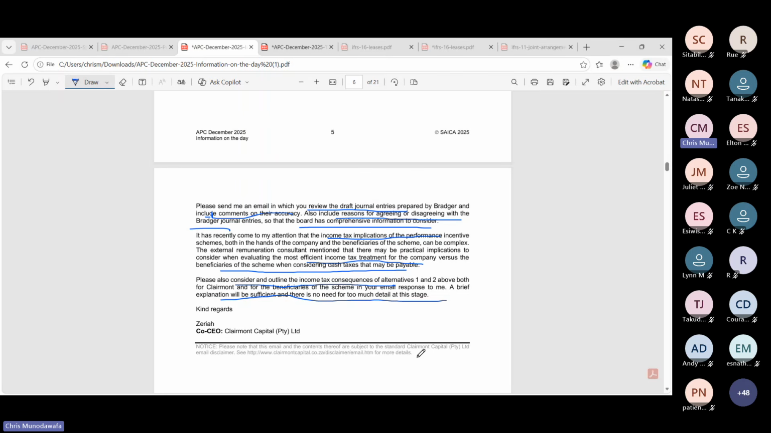So if I pick this question, team, my required angle, number 1, is to respond and review the draft journal entries. Then consider the 2 alternative incentive schemes. Another thing, the income tax implications for Claimant. Then also you have the income tax implications for the CEOs.